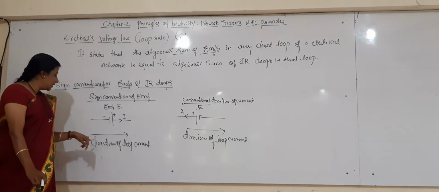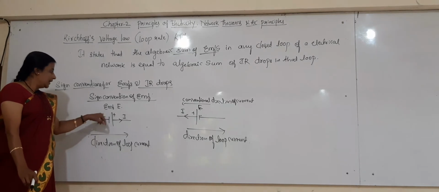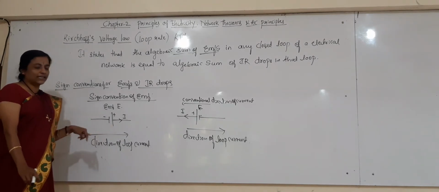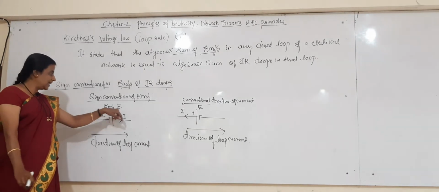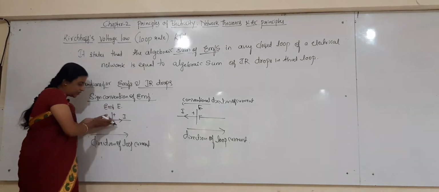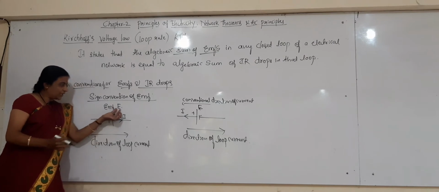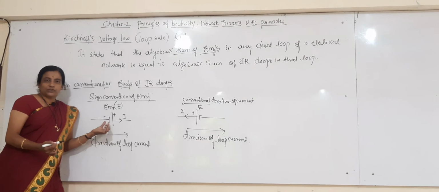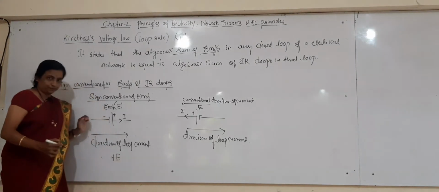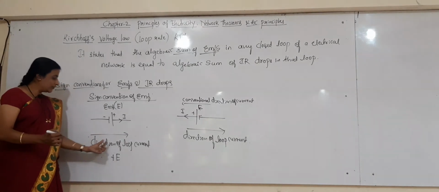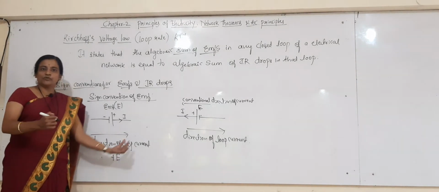Suppose the EMF in a circuit is taken as positive. So this is an EMF E, a voltage source. If the EMF E of a voltage source is taken as positive, consider it as positive. When it is taken as positive, if the direction of loop current is the assumed direction.